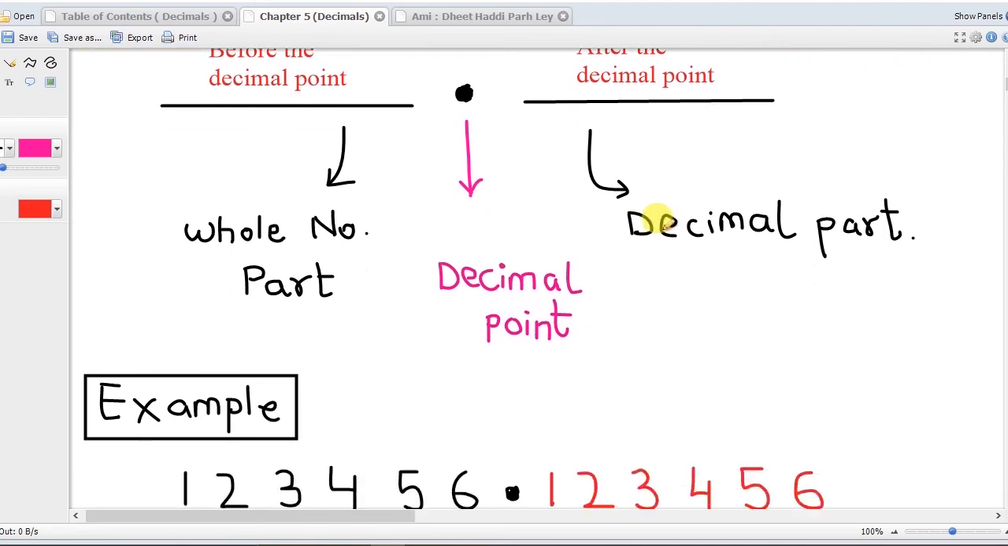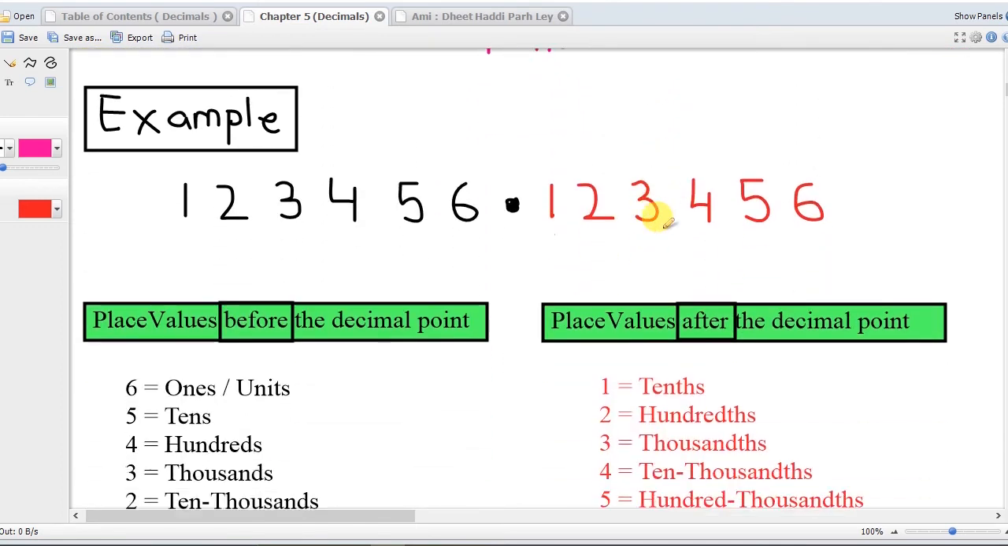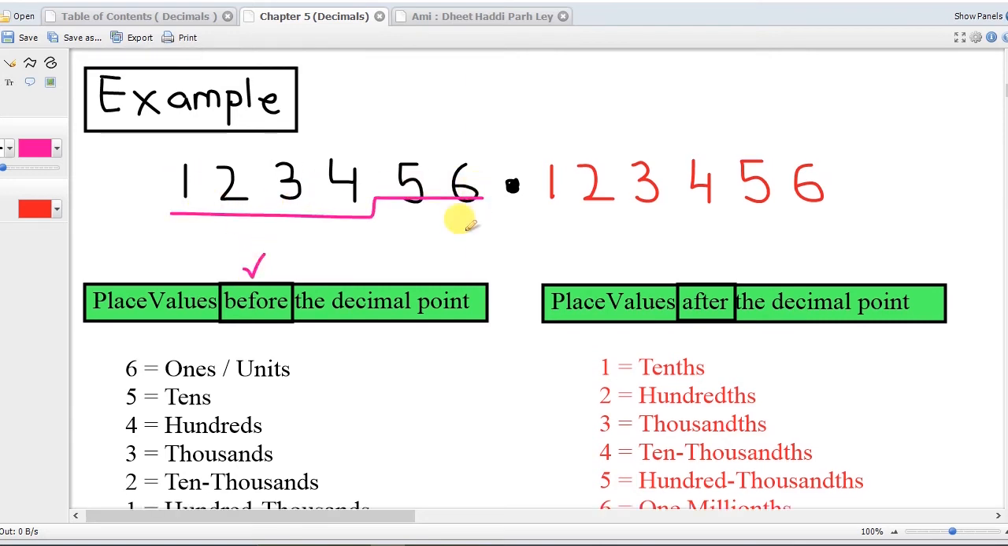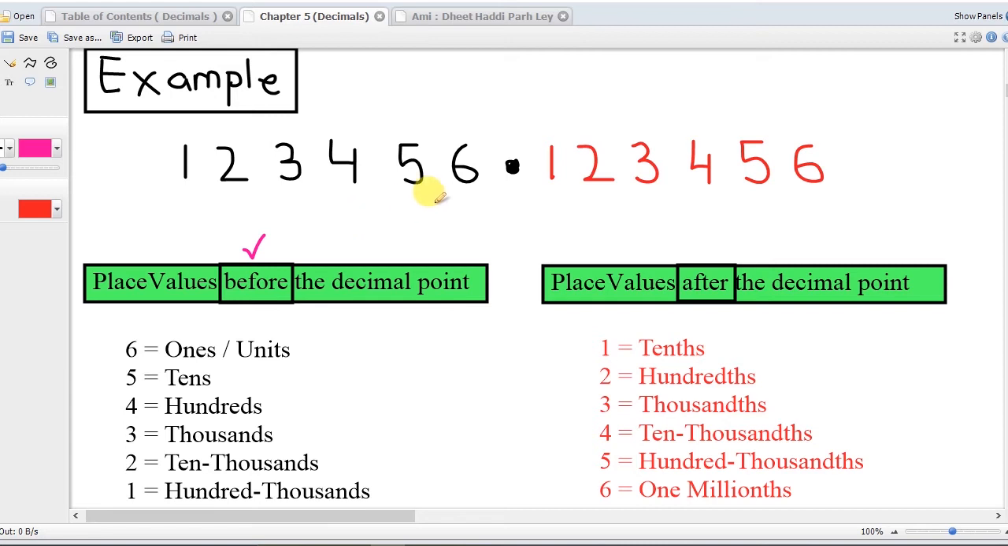Okay, let's talk about an example in order to understand this concept more clearly. So let's suppose I have just written a certain example, 123456.1234556. Now what are the place values of these numbers? Let's first talk about the place values before the decimal point. So right now we are talking about these numbers. The place value of this digit 6 is unit or ones, you can see here. The place value of this digit 5 is 10.